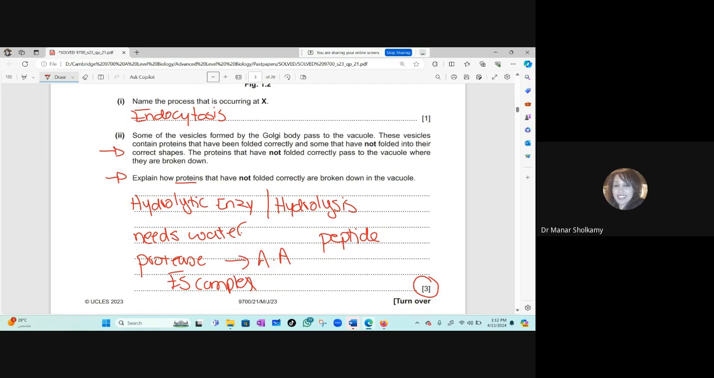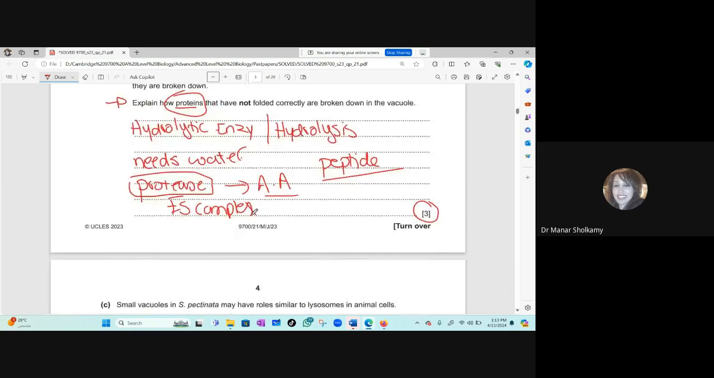You have to mention at least 1 or 2 types of bonds in a protein that will be broken down. You have the peptide, the hydrogen, and the disulfide bonds. All the bonds will be broken down because the protein contains all of them. Okay, I think this is enough for 3 marks. We mentioned that this is a hydrolysis reaction. Hydrolysis, you need water, protease enzyme. Of course, the name protease is very important. It will break down the protein into amino acids. It will break down the bonds.